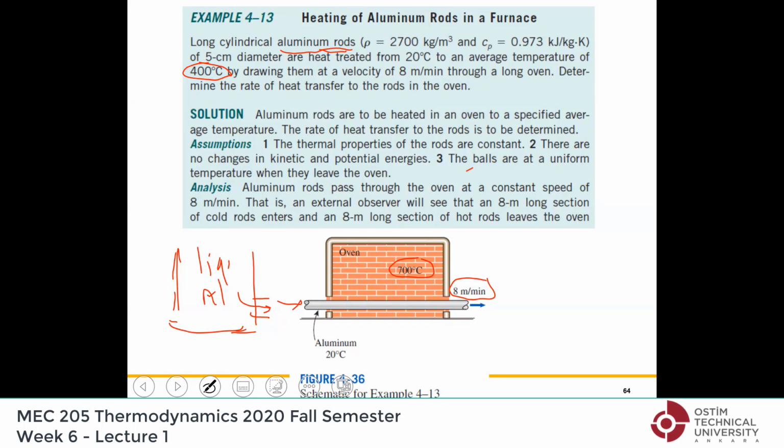The question is, what is the rate of heat transfer to the rods? Now, initially it is at 20 degrees, and when it leaves at 400 degrees. How can that happen? Obviously, heat must enter the aluminum in the oven, in the furnace here, right? Now, the question is, how much heat transfer is happening? It is important because that means if the oven temperature is to remain constant at this value, we will have to burn maybe like natural gas continually, so that heat is replenished there.